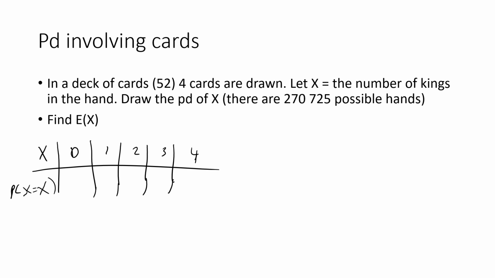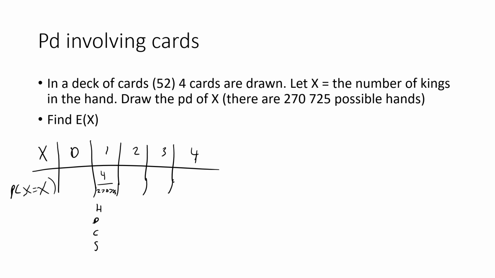So let's skip 0 for now, and let's go for 1. How many different ways can we have 1 king in our hand? Well, we can have the king of hearts, the king of diamonds, the king of clubs, and the king of spades. That's 4 different hands out of the total 270,725.